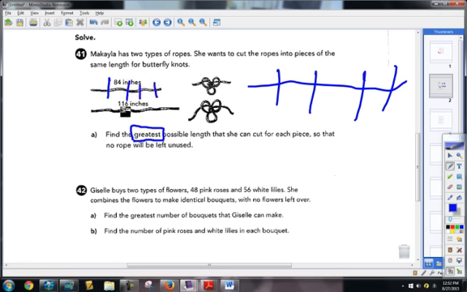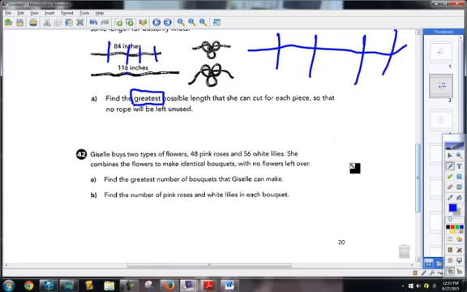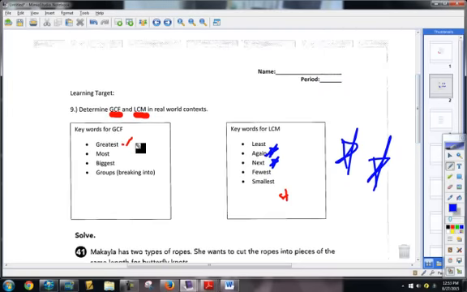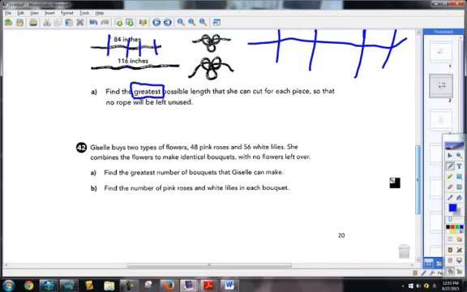So basically, the length has to be a factor of both 84 and 116, because that would mean that 84 can be divided by that factor evenly, and 116 can be divided by that factor. Now, if you think about it, they're both even. She could cut this into two pieces and two pieces, and it would be fine. So just keep that in mind. Since it says greatest, we go up to our little box, and we know that that is going to be a GCF question.